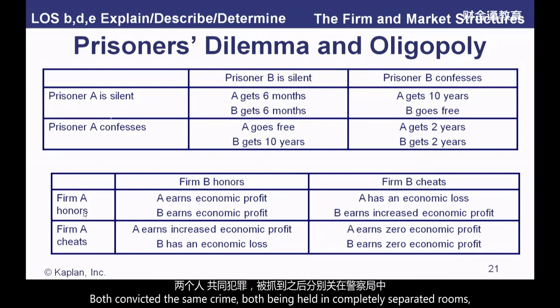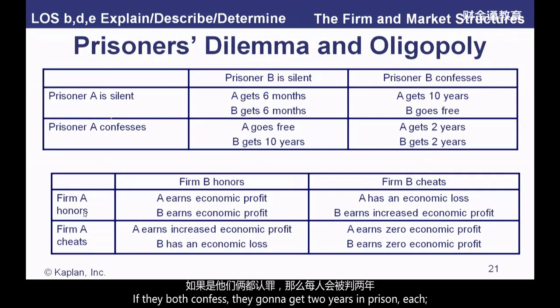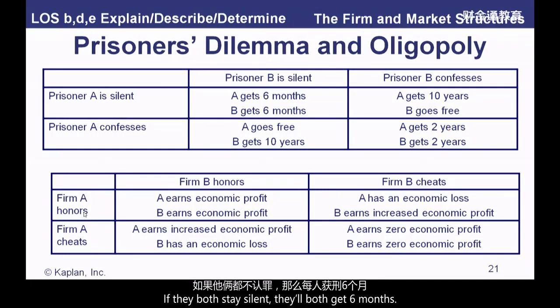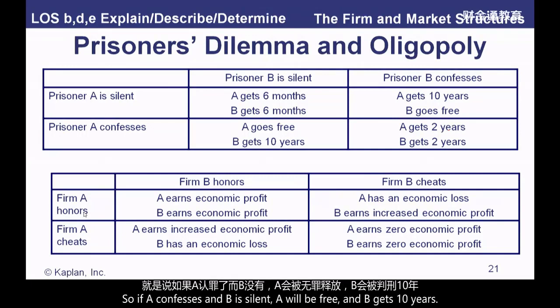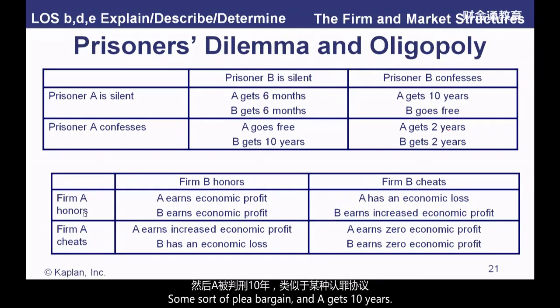It says you've got two prisoners, both convicted of the same crime, both being held in completely separate rooms at the police station. And here's the deal. If they both confess, they're going to get 2 years in prison each. If they both stay silent, they'll both get 6 months. But here's the rub. If one rats out the other, so if A confesses and B is silent, A walks free and B gets 10 years.